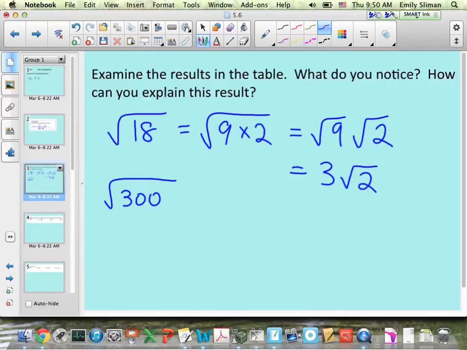What helps me? 100 times 3. What is the square root of 100? What's the square root of 3? Well, it is something, but it's irrational. Remember back to Unit 1 where we talked about irrational numbers? We can't write this as a fraction. We can't write it as an exact decimal. This is the only way to write it exactly.